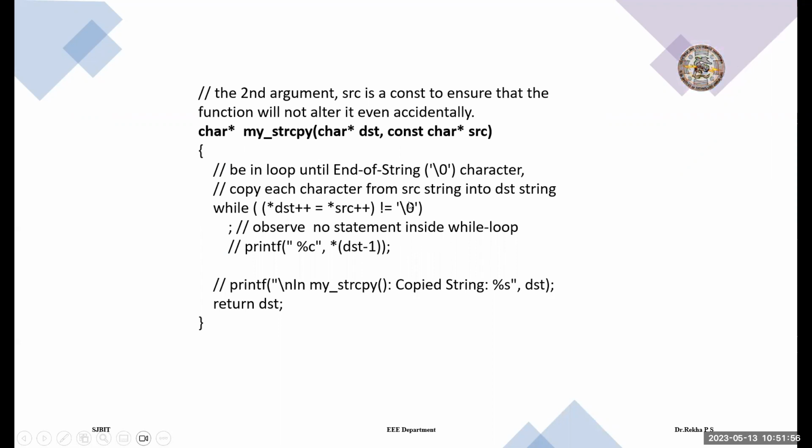Now using a single-line while loop, you can copy the value from one string to another. How? Here: the content of DST is assigned the content of source, and this continues as long as it is not equal to \0, that is, the end of the string. Here you have to observe that the while loop doesn't have any statement, only a single while loop followed by a semicolon. The single statement itself is able to copy the value from source to destination. So this function will return the destination string.